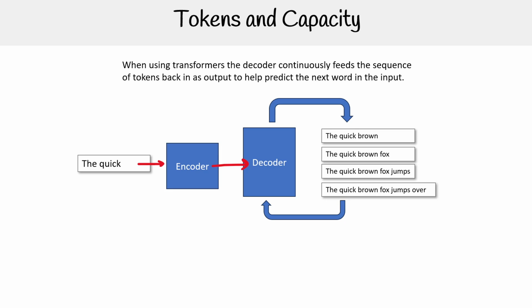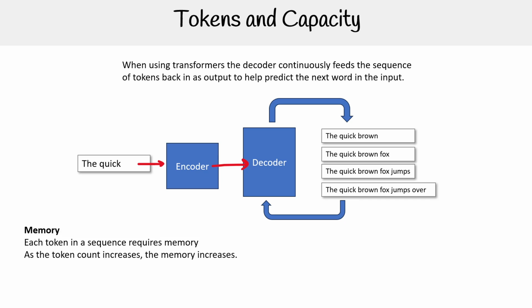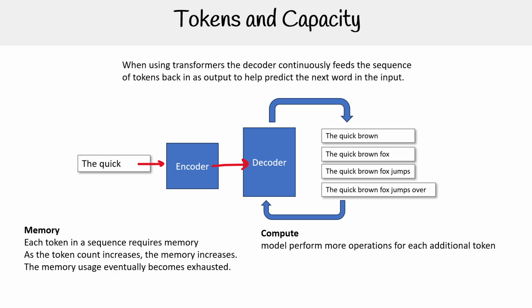There are two components that we care about: memory and compute. For memory, each token in a sequence requires memory. So as the token count increases, the memory increases. The memory usage eventually becomes exhausted and you cannot produce any more. Now for compute, a model performs more operations for each additional token. The longer the sequence is, the more compute is required.